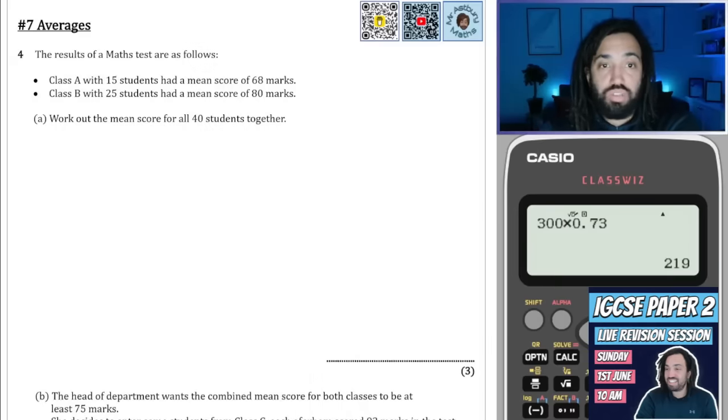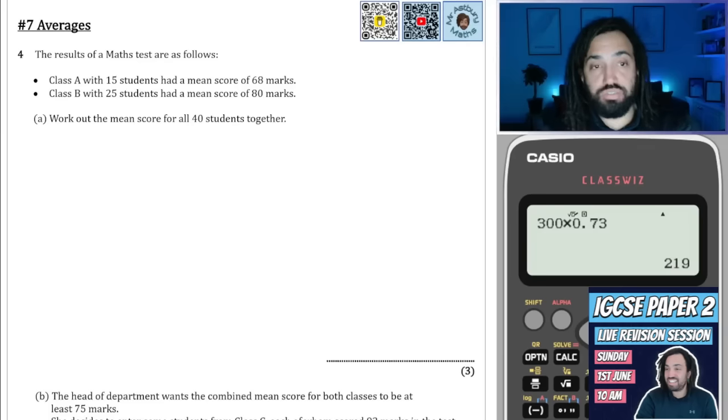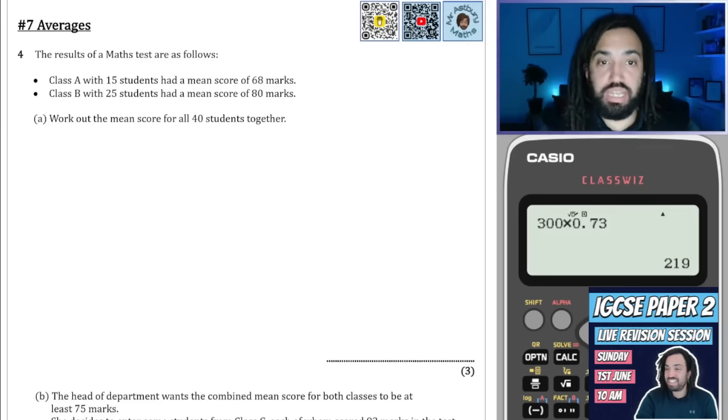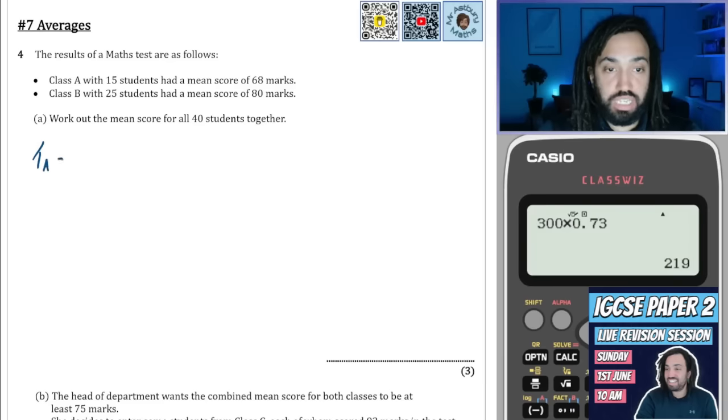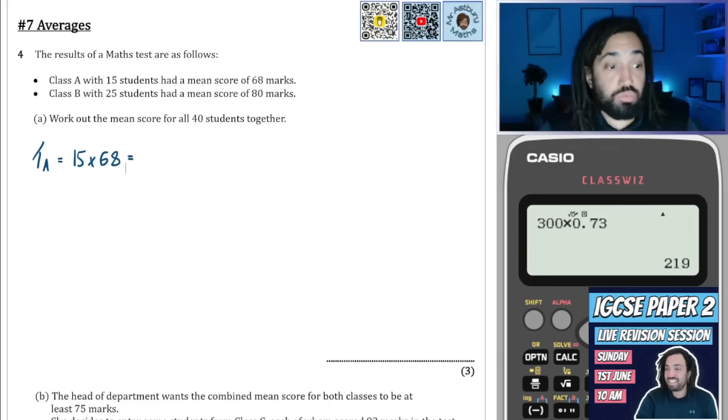Okay, the results of a maths test are as follows. Class A had a mean score of 68 and Class B with 25 students had a mean score of 80. Work out the mean score of all 40. Okay, so what we need to do is find the total for Class A, which will be the number of students multiplied by their average. And this will give us all the marks for Class A. So we'll do 15 multiplied by 68, which gives us 1020.